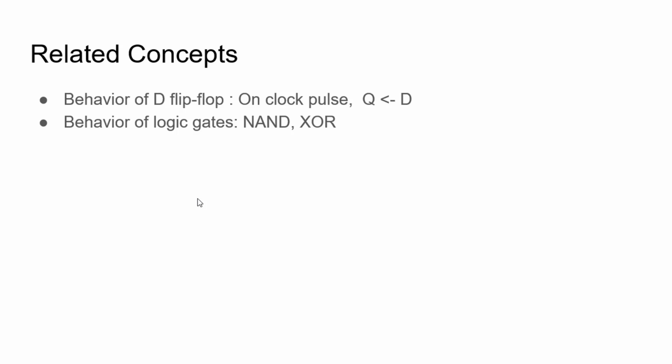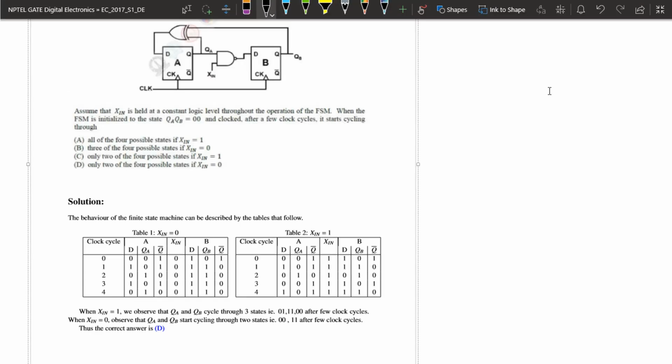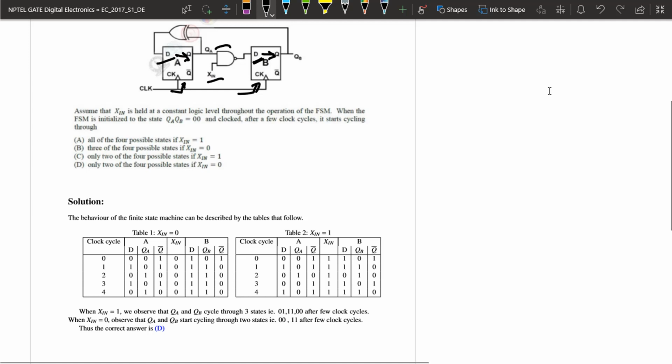Moving on to the solution for this problem. Let us analyze this circuit. We see that at every clock pulse, QA gets the DA value and QB gets the DB value. And how is DB generated? It is NAND operated with QA and Xn, and DA is generated by the XOR operation of QA and QB.